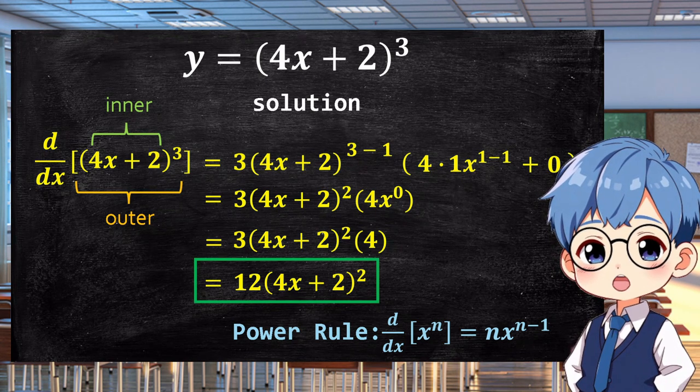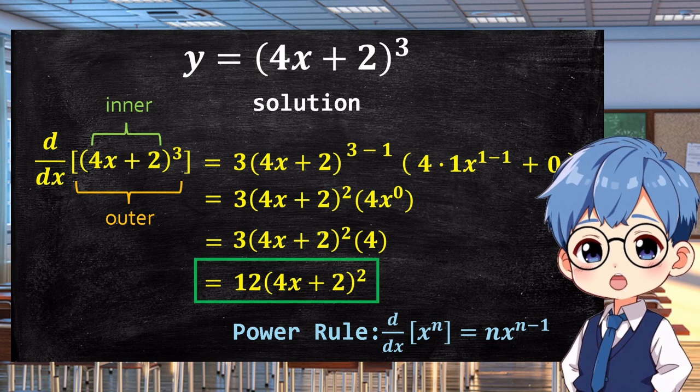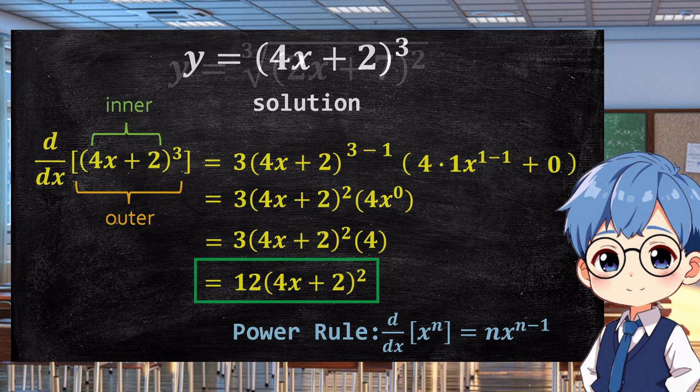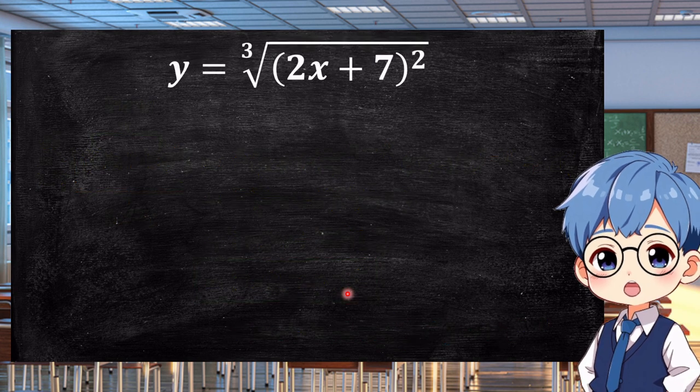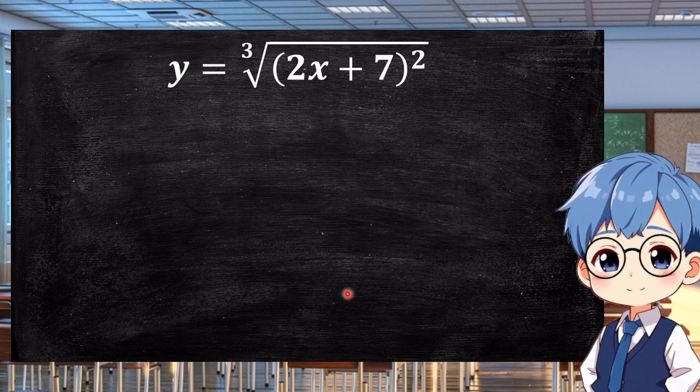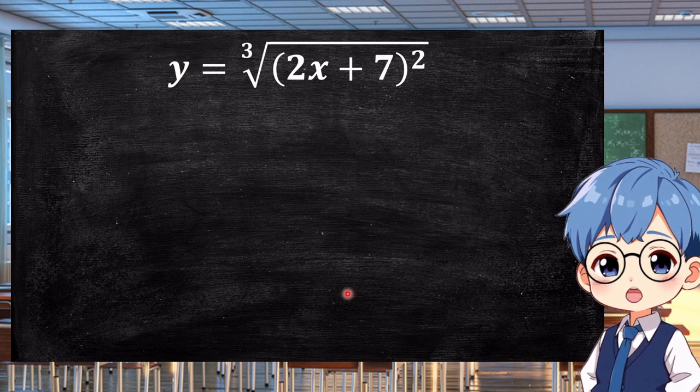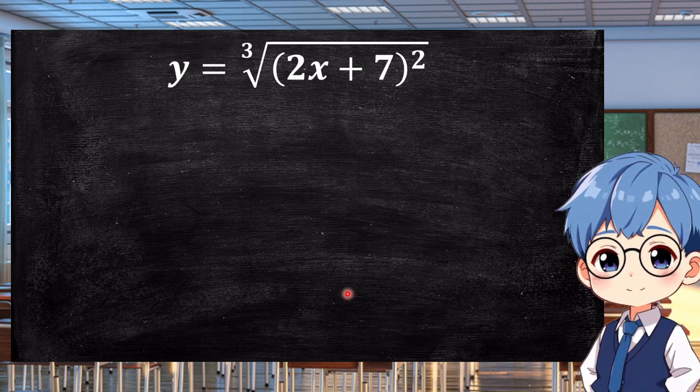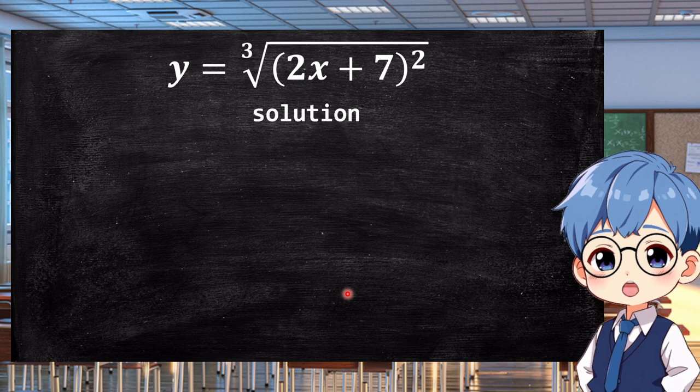See how easy that was? Let's try another example. Example number 2. Here we have y equals the cube root of (2x plus 7) squared. Solution.